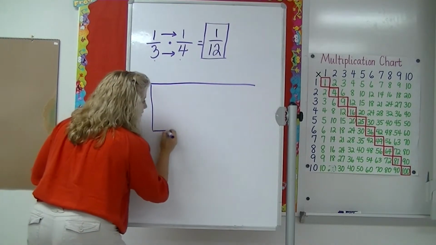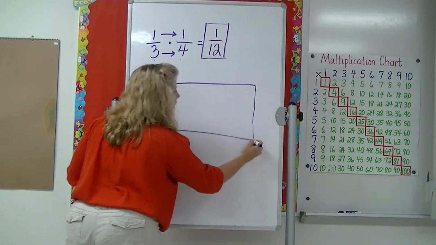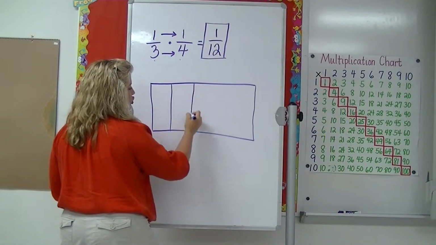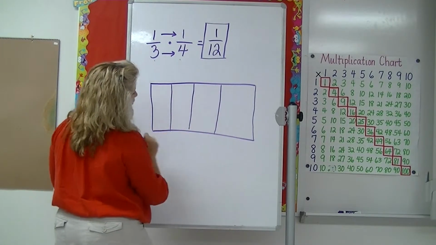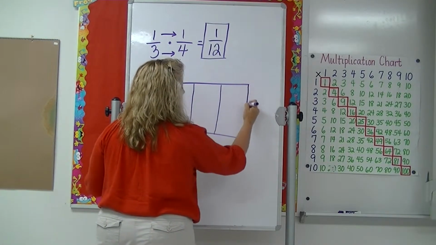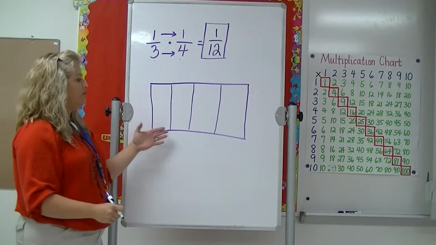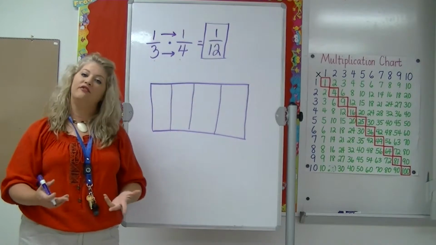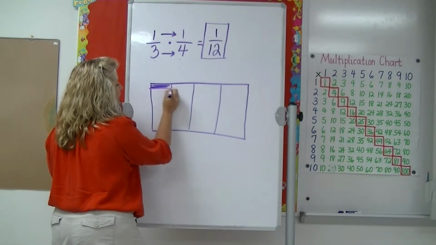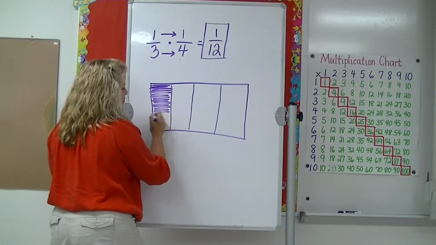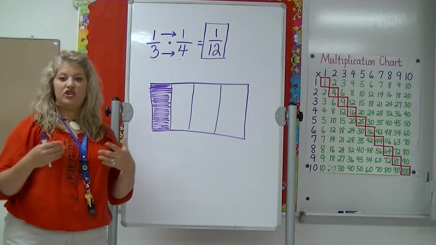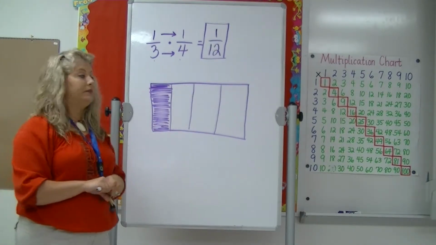If I have a box and I divide it up into 4 sections. 1, 2, 3, 4. Okay, they're not very even sections, but they're sections nonetheless. I now have a box with 4 sections and I can represent 1/4. If you're going to represent 1/4, you're simply going to color in 1 of the fourths. This is 1/4 shown pictorially or with a model.